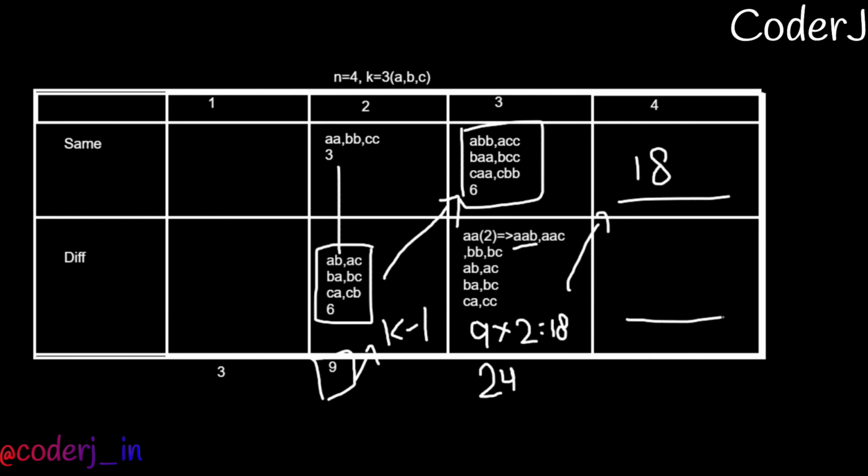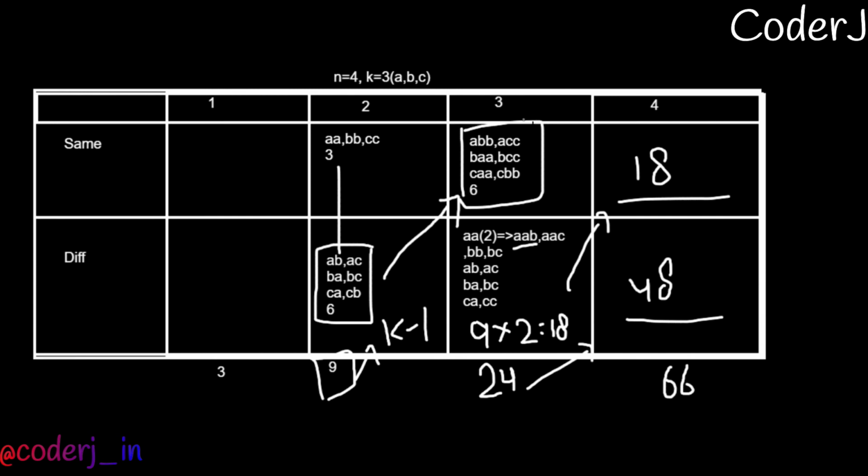Now what about the diff? 24 is supposed to go there, but it should be multiplied by k minus 1. That will be 24 into 2, which is 48, right? So you add it and you get 66, right? I hope it's pretty clear. I only took 2 poles and considered them to be the last poles. That way, there can only be 2 correct cases: they are the same, or they are different. I considered them and created the variations.